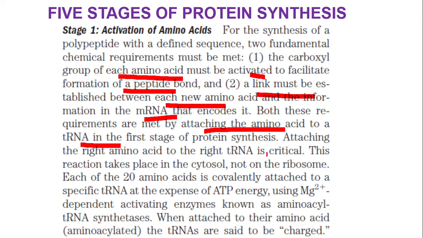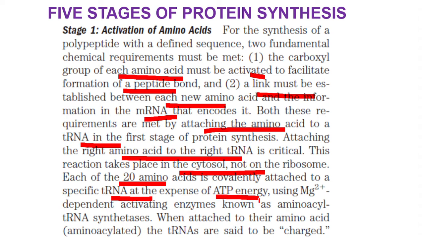And it is very much important that the right amino acid should be coupled with the right tRNA. This is taking place in the cytoplasm, not on the ribosome. Each of the 20 amino acids is attached with a specific tRNA. ATP is required for this process, and magnesium ions are required for the activity of the enzyme. What's the enzyme? The enzyme is amino acyl tRNA synthetase.